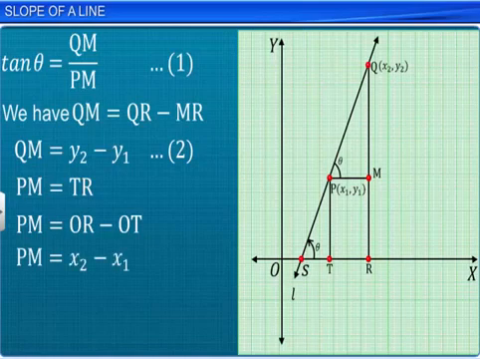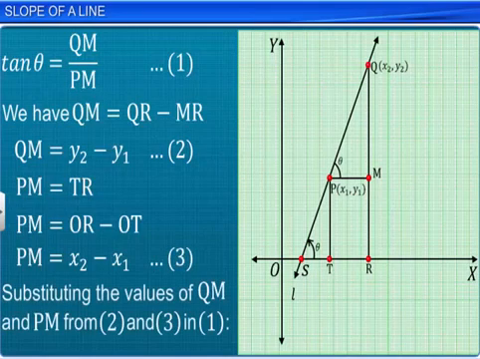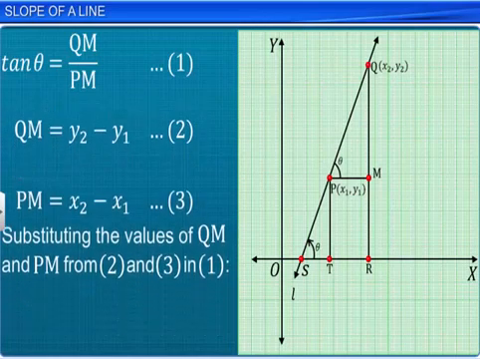Substituting the values of QM and PM from equations 2 and 3 in equation 1, we get the value of tan theta as Y2 minus Y1 upon X2 minus X1.